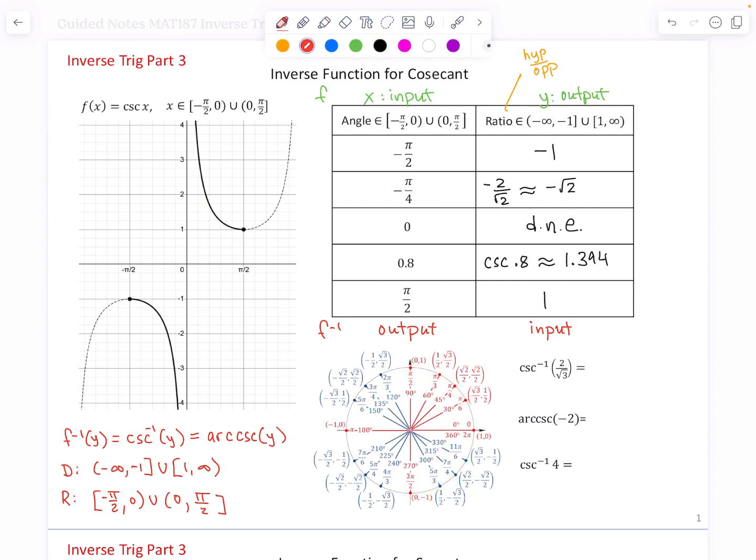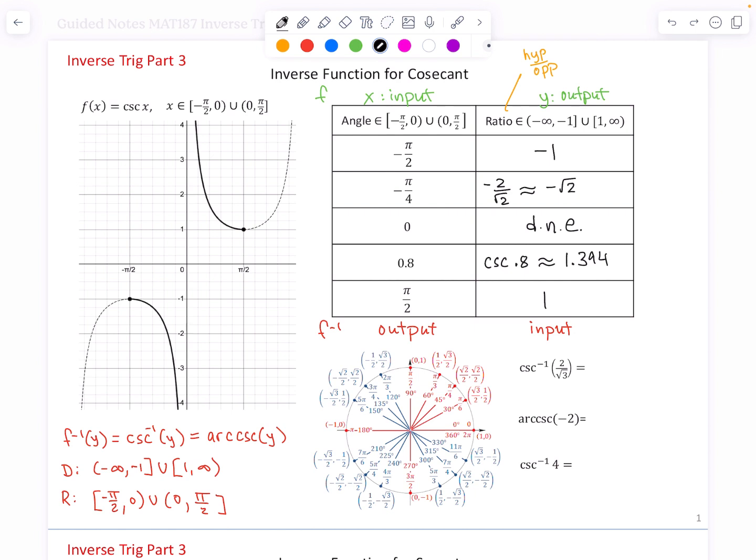Notice that for the cosecant function, it's impossible to get a ratio that's in between negative 1 and 1. So for any horizontal line that's in this window here from y equals negative 1 to y equals 1, there's no angle at which the cosecant will be these values. That's why our ratios are missing entries between negative 1 and 1. Hence, the domain of the inverse cosecant function has that same limitation.